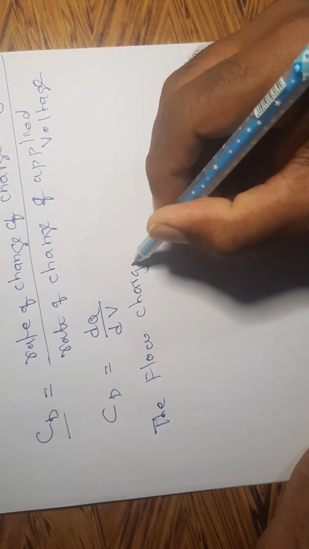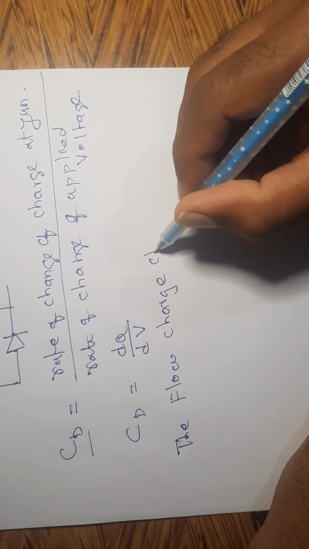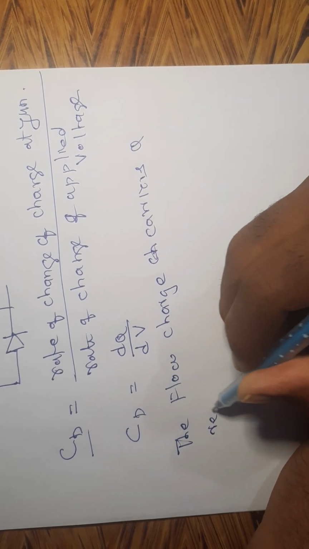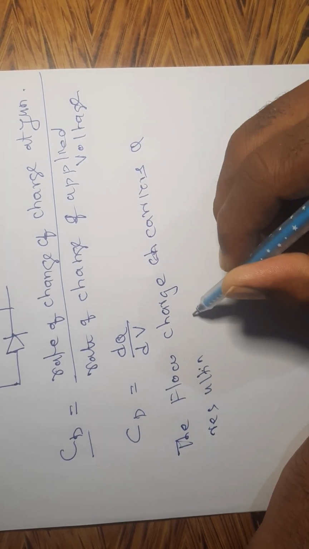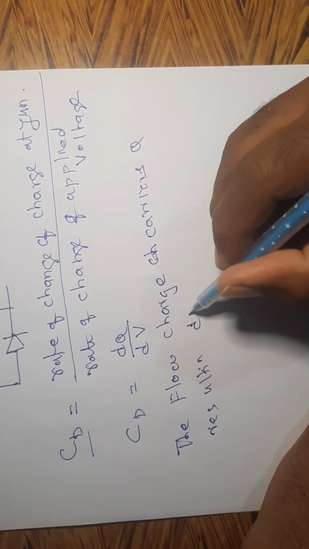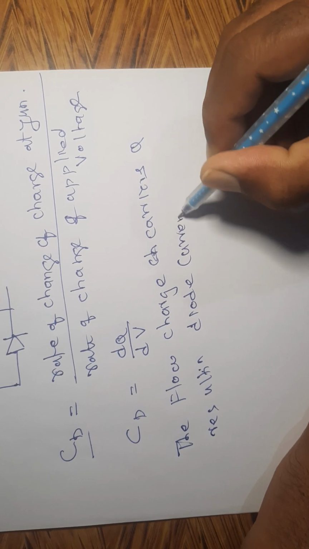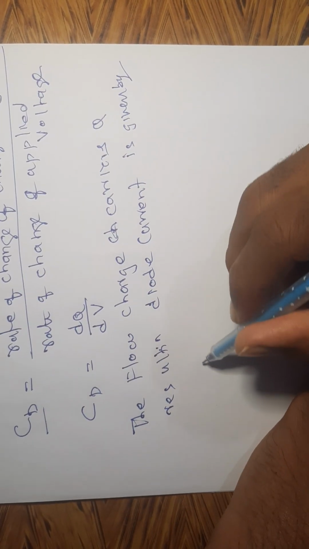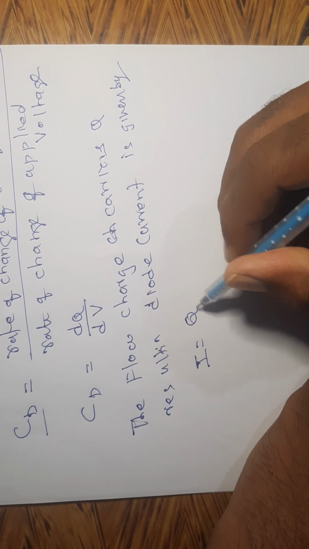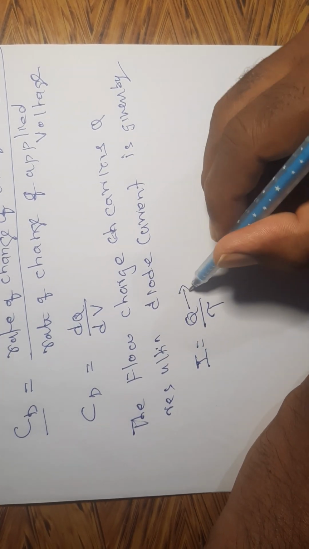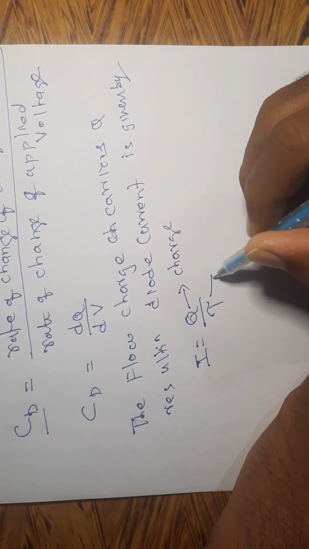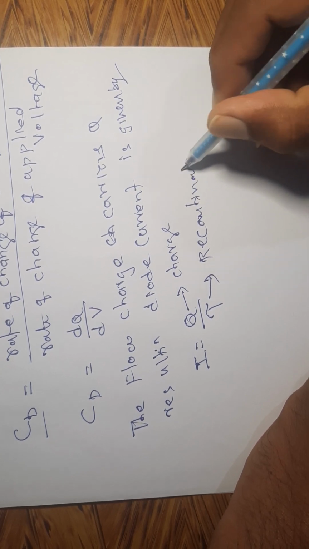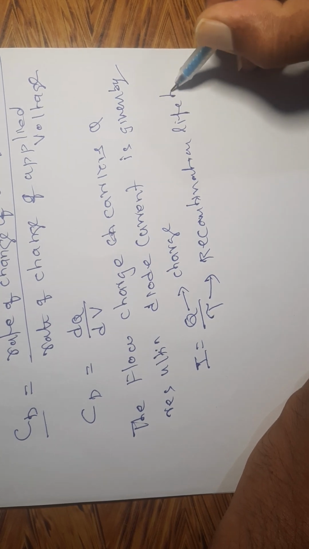Because of the change in charge with respect to change in voltage, the flow of charge carriers q results in diode current, which is given by I equal to q by tau, where q is the charge and tau is the recombination lifetime.